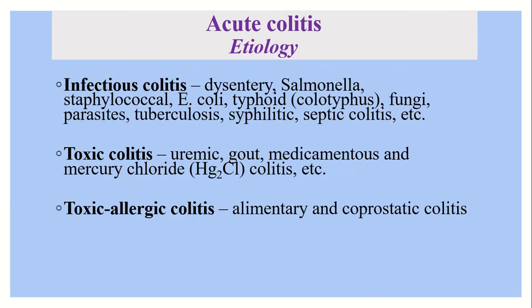The etiology of acute colitis. Infectious colitis: during some infectious diseases we meet the development of colitis, as in dysentery, salmonella, staphylococcal, Escherichia coli, typhoid, also fungi, parasites, tuberculosis, syphilitic and septic colitis, etc. Then toxic colitis, for example uremic, gut, medicamentous and mercury chloride colitis, and toxic allergic colitis, as well as the alimentary and coprostatic colitis.